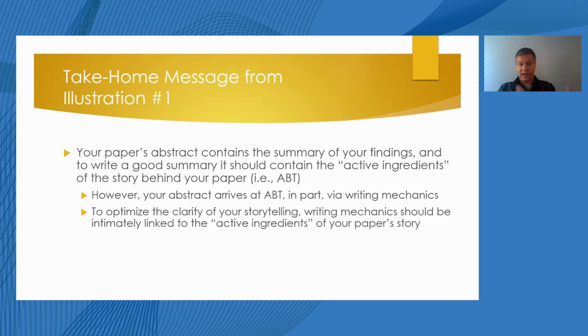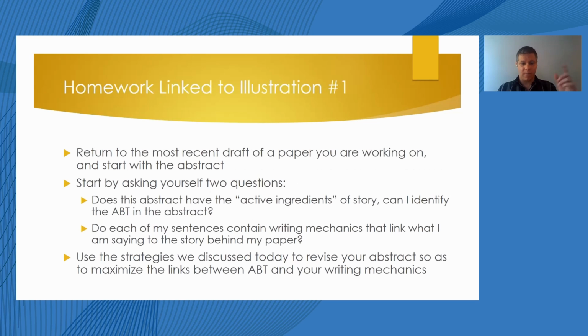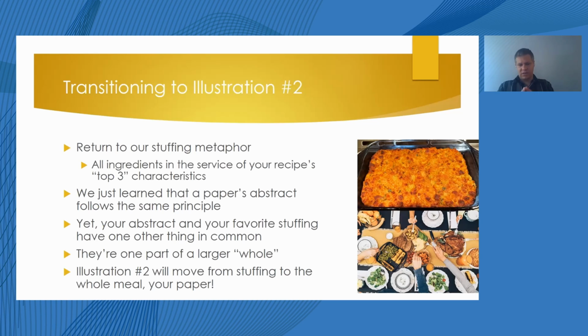Go back to your abstract and diagnose it. See where the active ingredients are, see where the writing mechanics are, and then use the strategies today to revise the abstract if it isn't in the right space. If you go back to the stuffing metaphor, you've got all these ingredients, and they're all in the service of the top 3 characteristics at ABT.